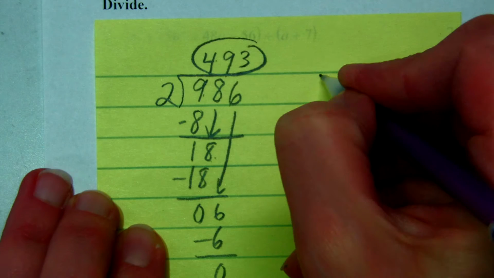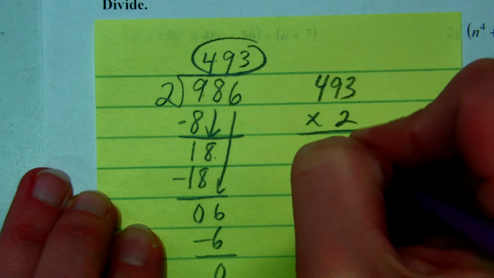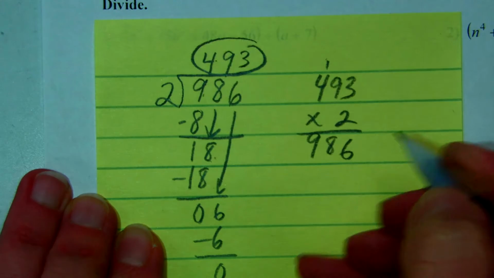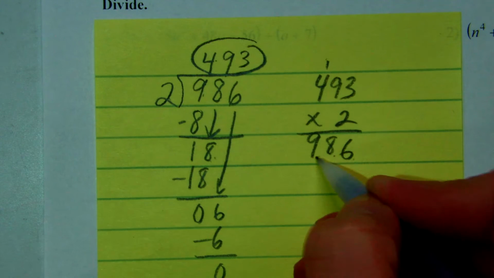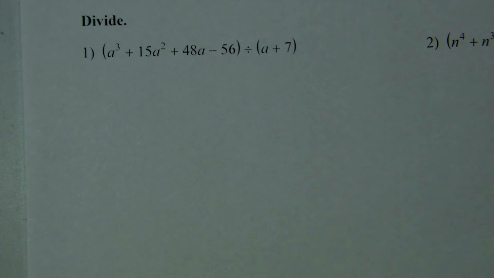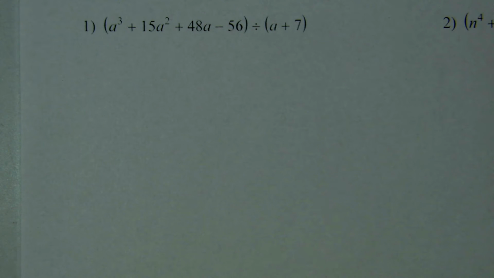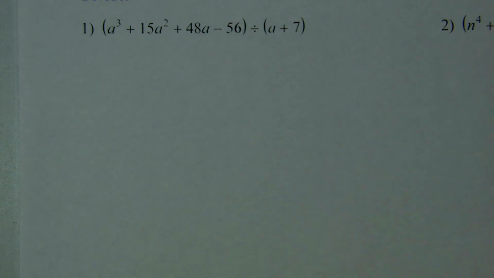To check our answer, 493, we would multiply by 2, which gives us 986, and we can check. Okay, so let's go look at how this process works when you're dividing polynomials.